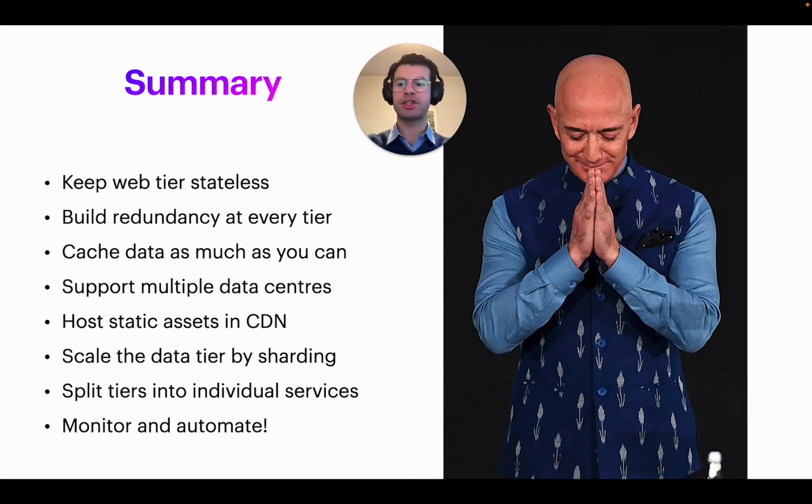We employed cache to improve our response times. We supported multiple data centers. Again, that also improves our response times. Along the same lines, we started hosting the static assets in a content delivery network. We scaled the data tier by sharding. We split tiers into individual services. Well, I guess we didn't do that really, but that will be the next step in supporting millions of users.